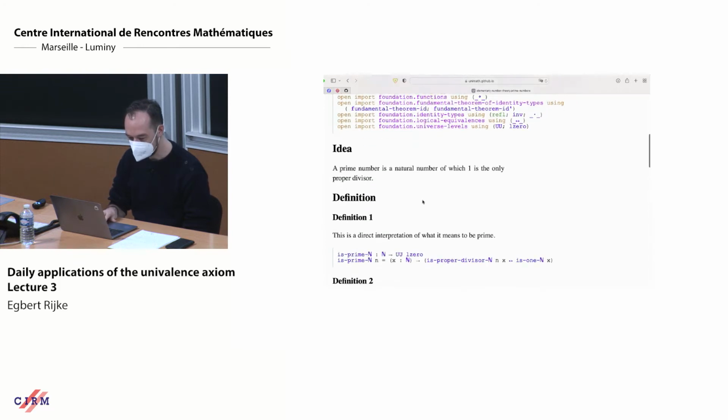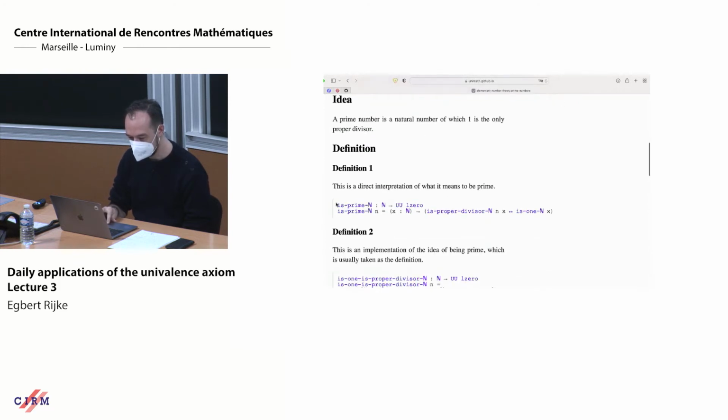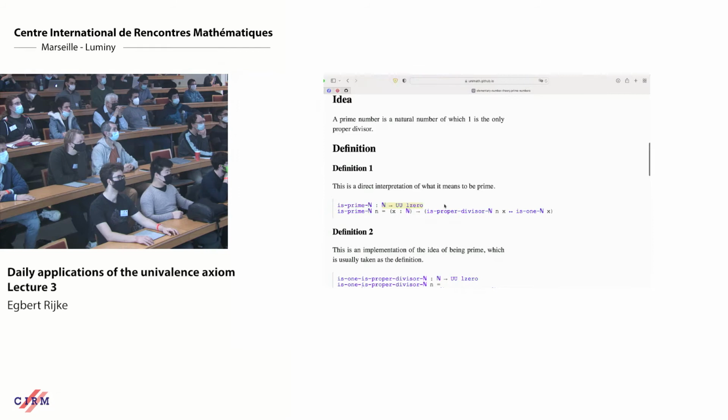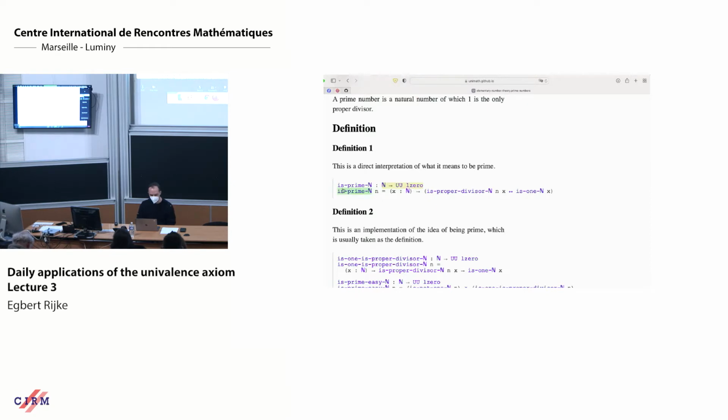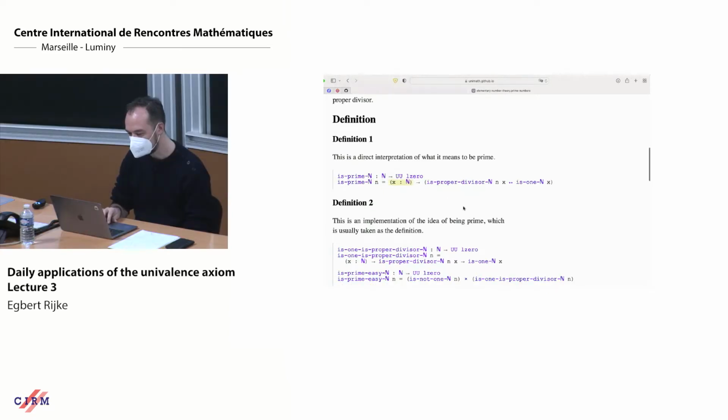So this is the file about prime numbers. Here it says, what does it mean to be a prime? So first the name of the thing, then it's the specification. The predicate to be a prime is just a family of types over the natural numbers. And then for a natural number n to be a prime, it means that for every x in n, x is a proper divisor of n if and only if it's 1. Right, that's the definition of a prime.